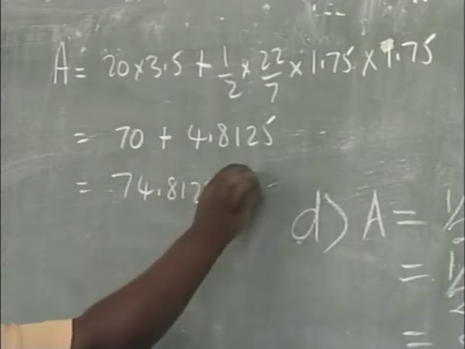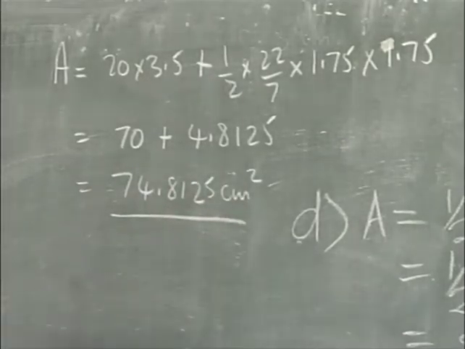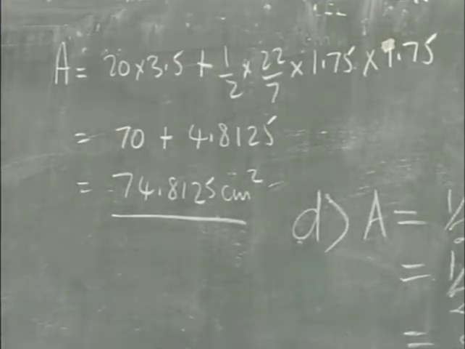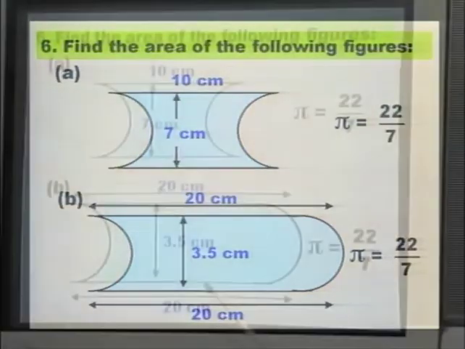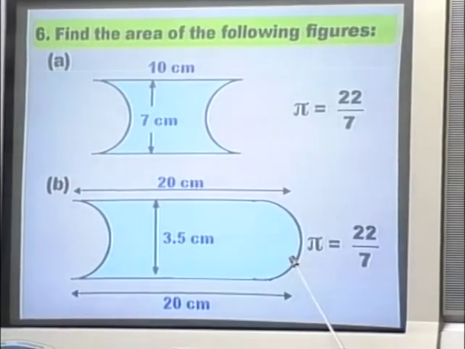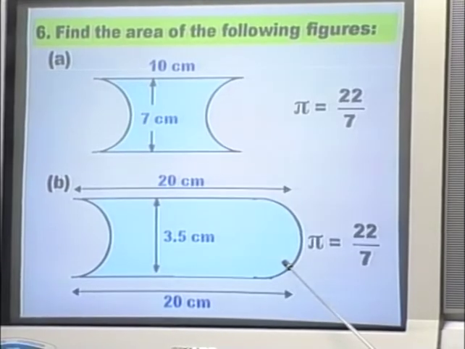square centimeters. Now look at the answer and see if it agrees with the diagram. What I've done is I've got the area of the rectangle, which actually excludes this bit. And then I've added that bit again, which is the same as the one on the other side.